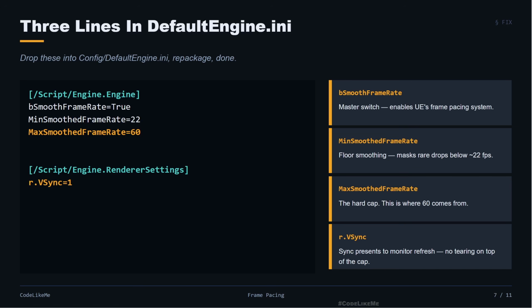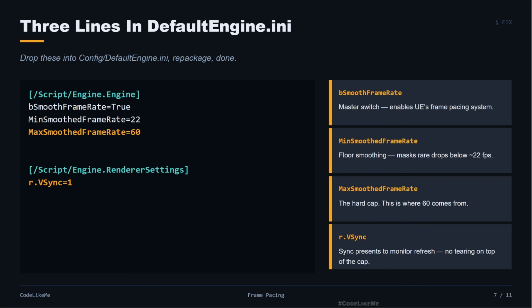So these are the settings, and as you see, it's not much. Even without VSync, it will fix most of the things, but this smooth frame rate is the most important thing. Here I have enabled Use Smooth Frame Rate to true, and I have set min to 22 and max to 60. You can find these settings under project, Config, and the DefaultEngine.ini file. You can change these settings there.